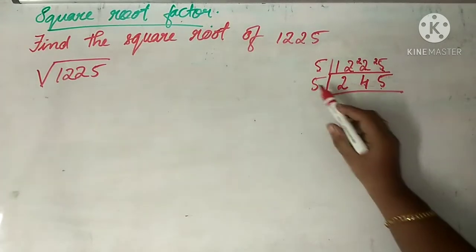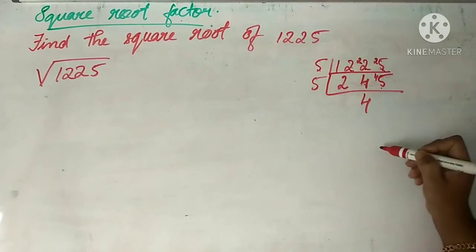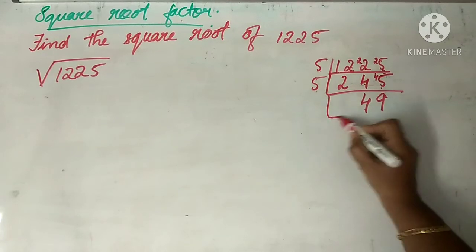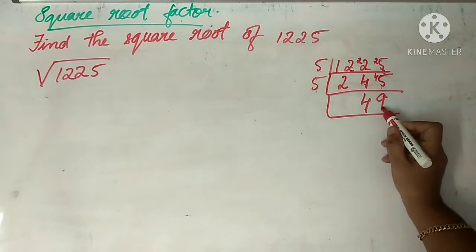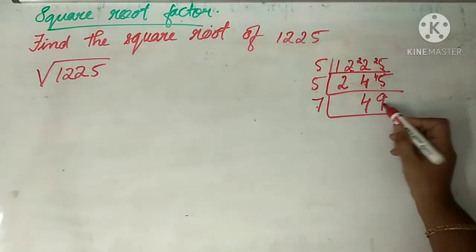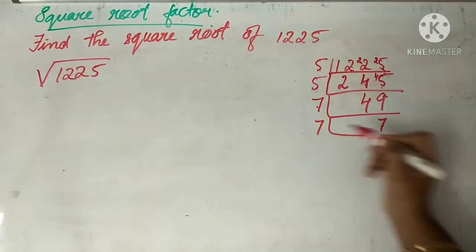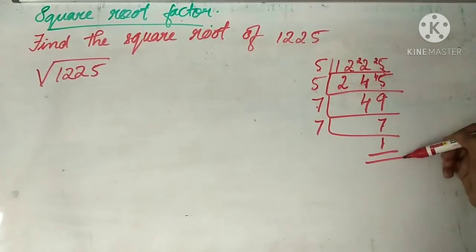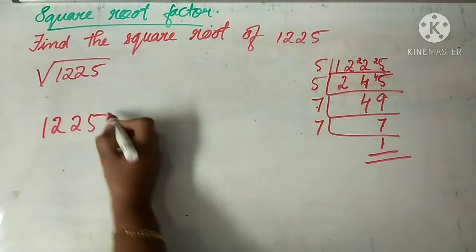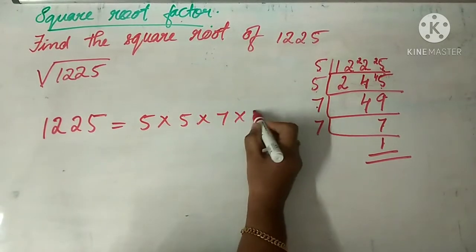So in 5's table, 4 times 20. Balance 4, give it to the next number. 45 will go 9 times. Again, we will factorize. 49 will go in 7's table. In 7's table, 49 will go 7 times. Again, it is divisible by 7. So we factorize, we will get like this. So 1225, we can write it as 5 into 5 into 7 into 7.